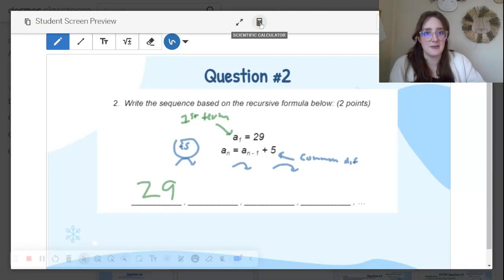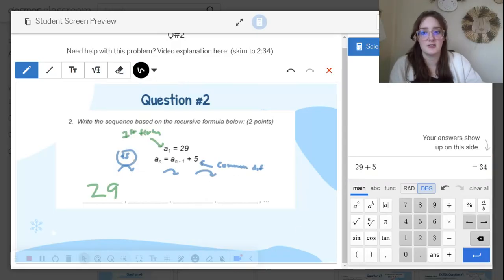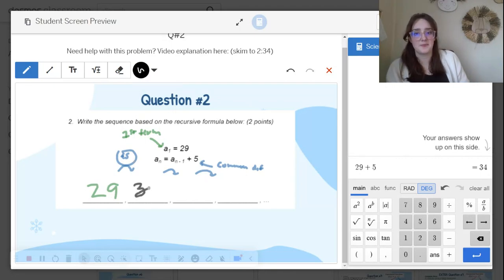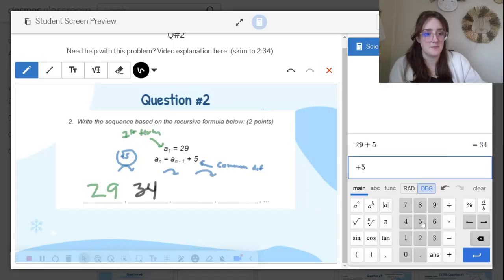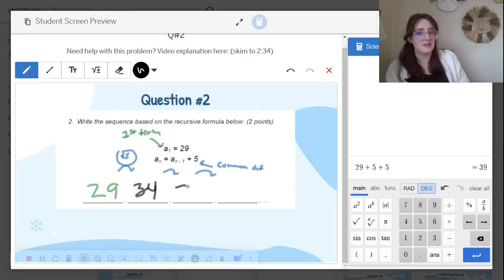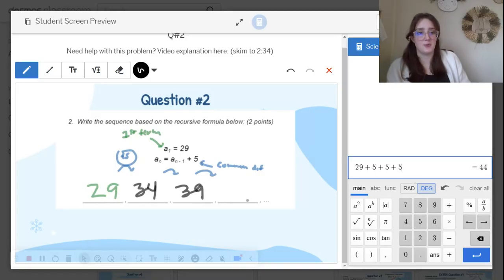And I did add a calculator. I forgot on the last problem to update it, but you can check in the calculator. So 29 plus 5 is 34. All right, so next one's going to be 34, and then plus another 5. Oh, it won't let me do that. Just add it here. Plus 5 is going to be 39. I don't know why it's like cursive-y. Add another 5. It's going to be 44.